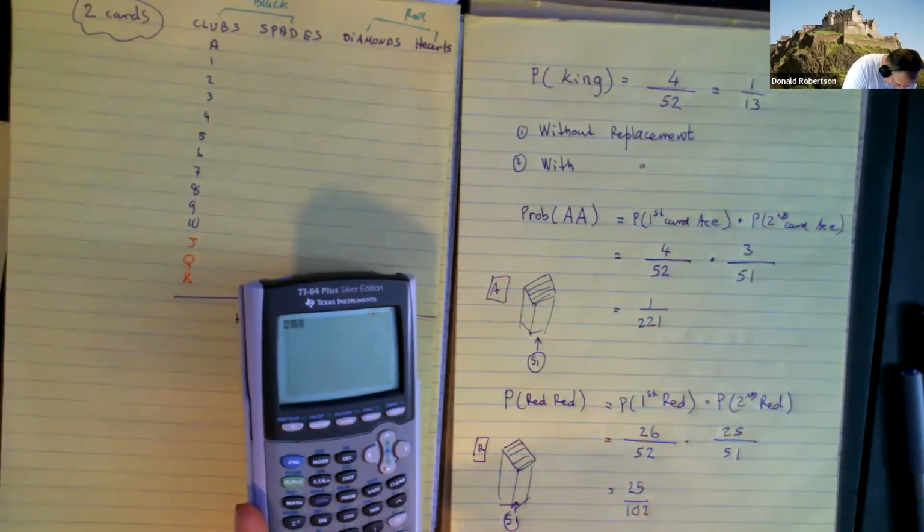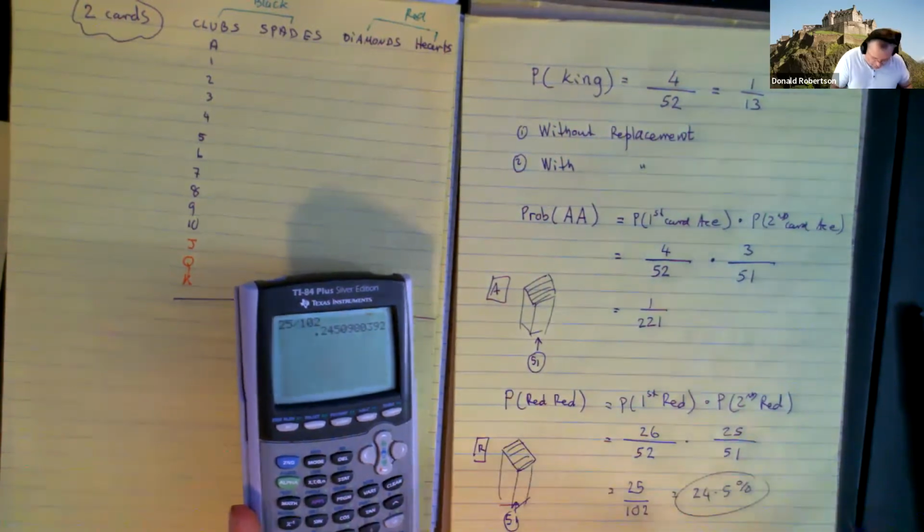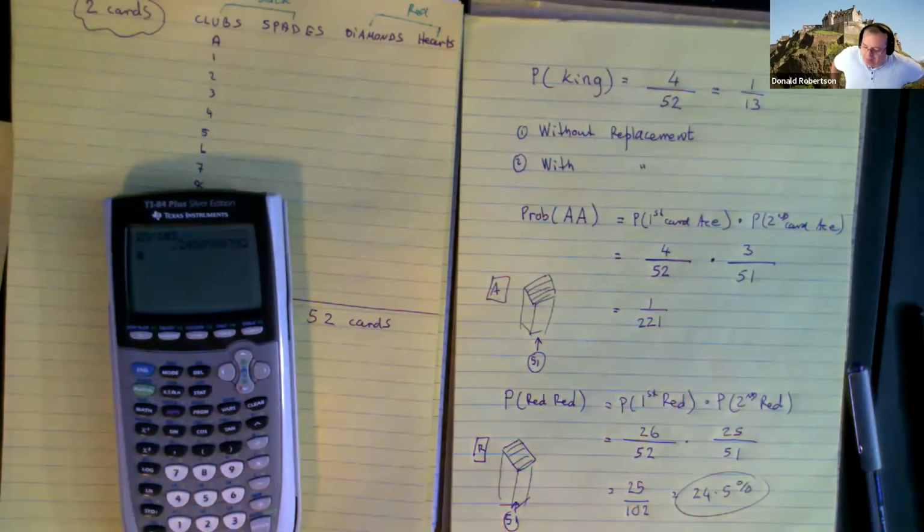If I do a quick division here, it's about 24.5%. I like percentages. So can you imagine that that's going to happen a lot, right? About a quarter of the time, right? If somebody deals you 2 cards, getting 2 red cards is like, yeah, they're 10 a penny, right? I'm going to say that a lot.